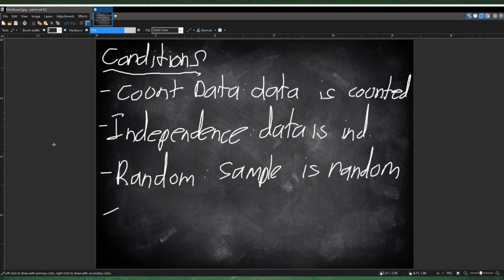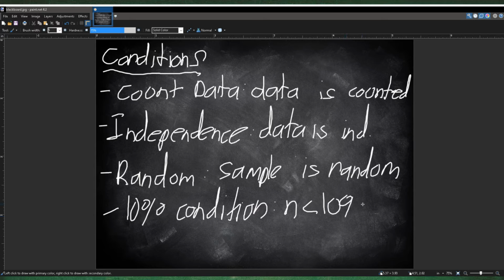You have a 10% condition, right? Which basically states that your sample size, which is referred to as n, is less than 10% of the population that you're looking at. So if you have 10 marbles, that means 10 marbles is your sample size, and there should be over 100 marbles made by that company or something. So you have to put it in context all the time.